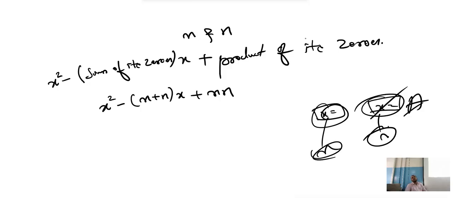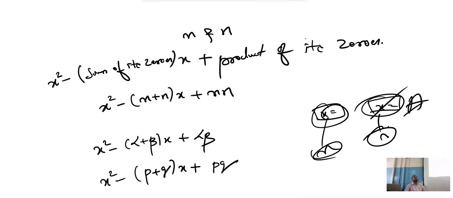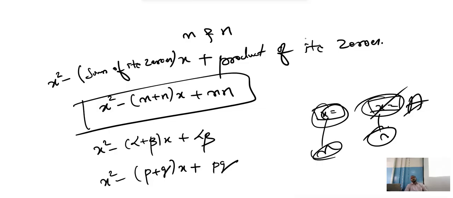If they are given alpha beta, then what should you write? x square minus (alpha plus beta) into x plus alpha into beta. If they give p and q, x square minus (p plus q) into x plus p into q. Separately you should find alpha plus beta, and separately multiply them. If a problem gives two zeros, alpha and beta values, you add them, multiply them, substitute in this formula and simplify. You will get the quadratic polynomial.